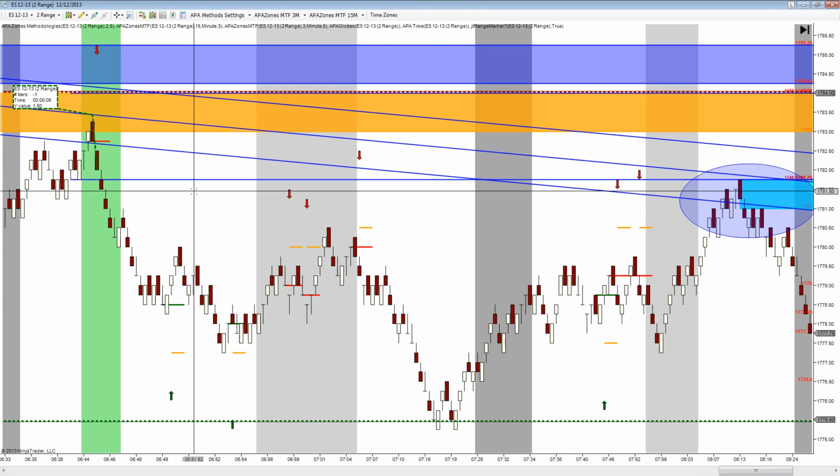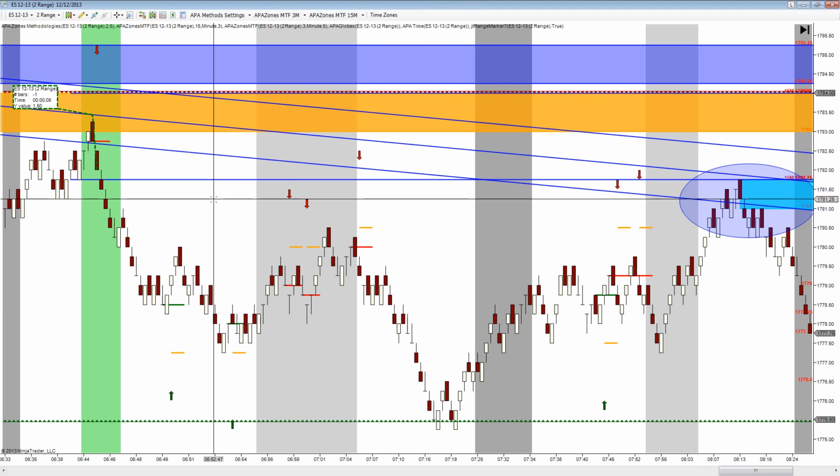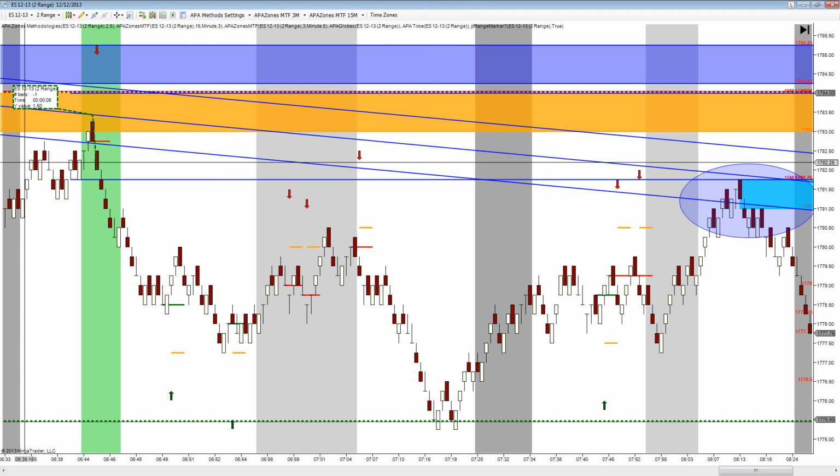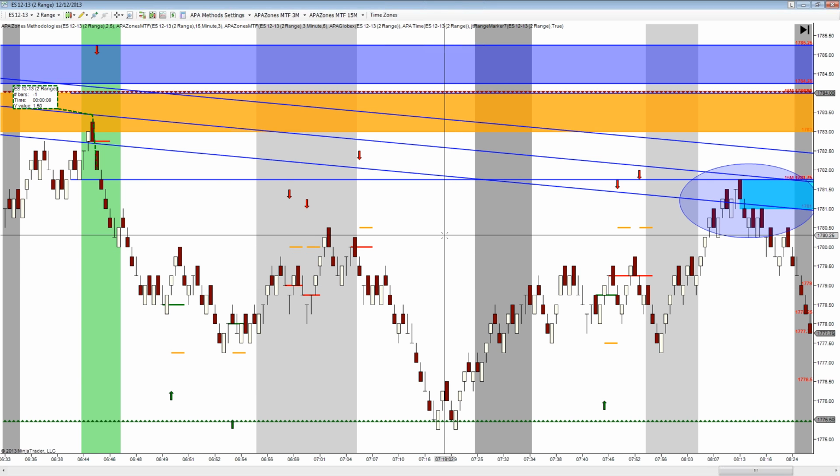APA Methodologies is obviously the extreme package, the most advanced package sitting on the website right now. There's also APA Methodologies MTF. So not only does it plot these confirmations of the zones, but it also plots a breakout signal. Do you guys want to get into all this APA methodology stuff today or not? I'm just going to do a quick poll here. Yes? Okay, all right.